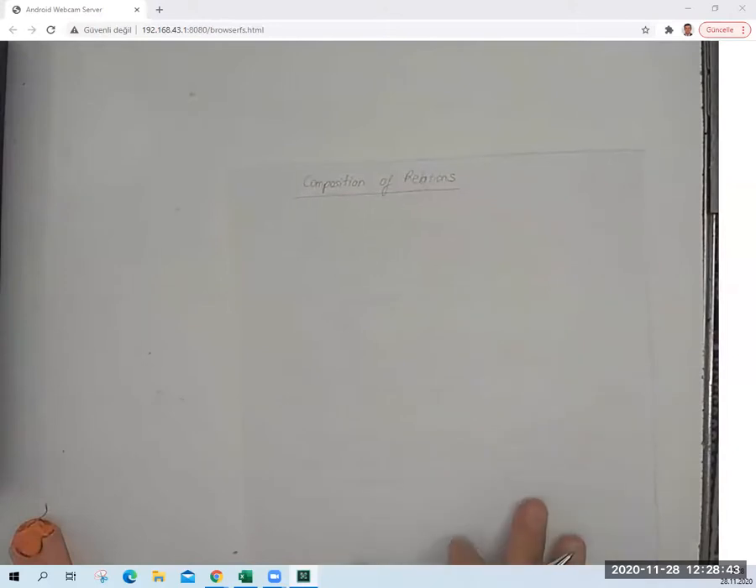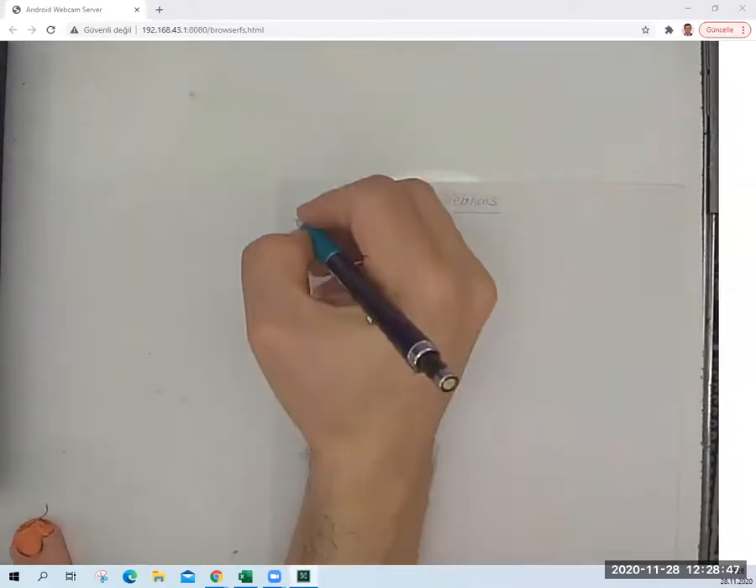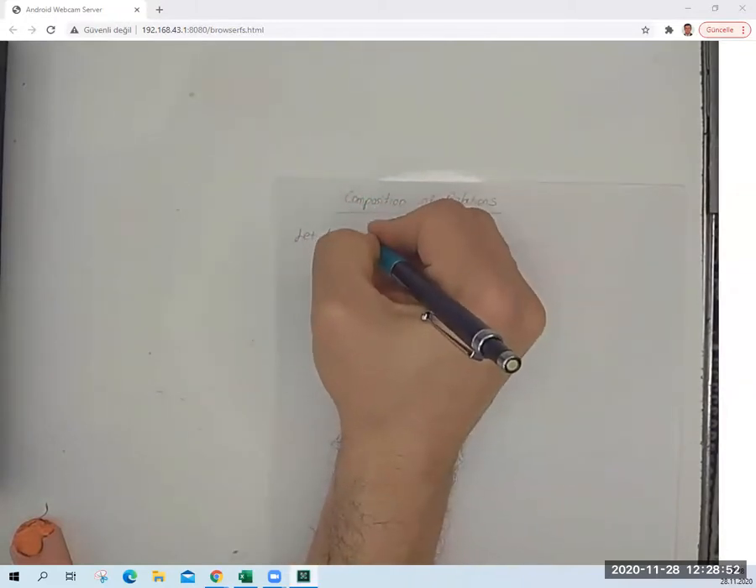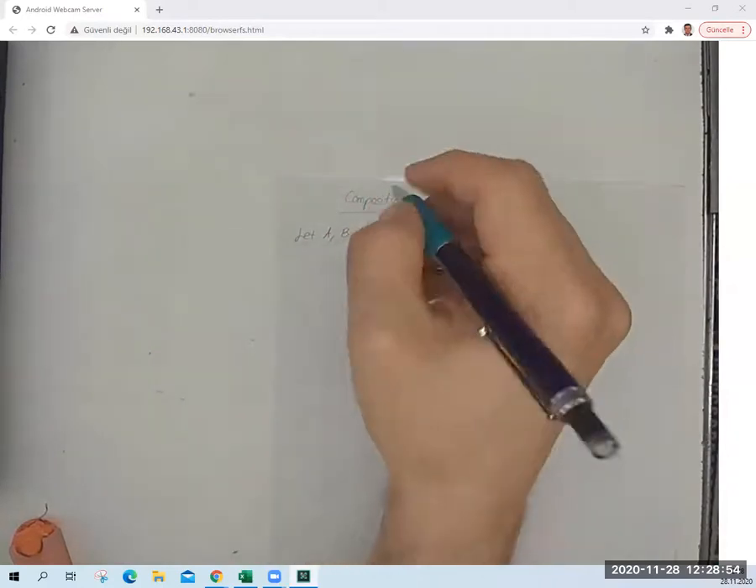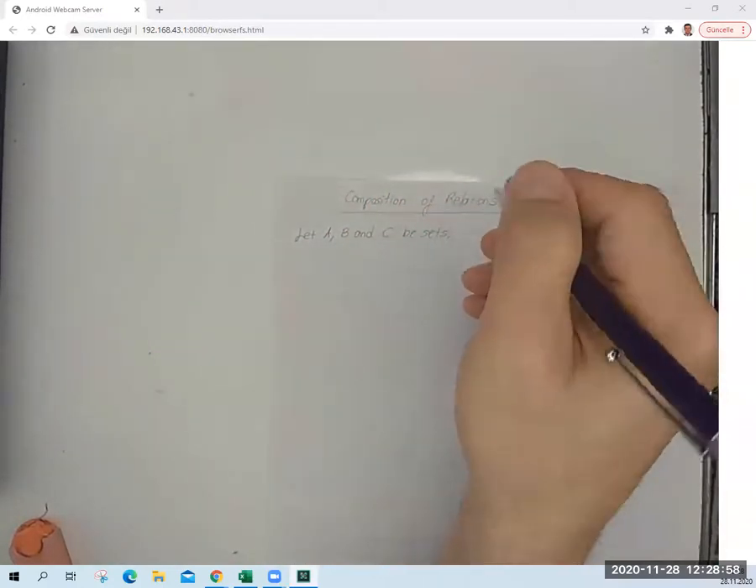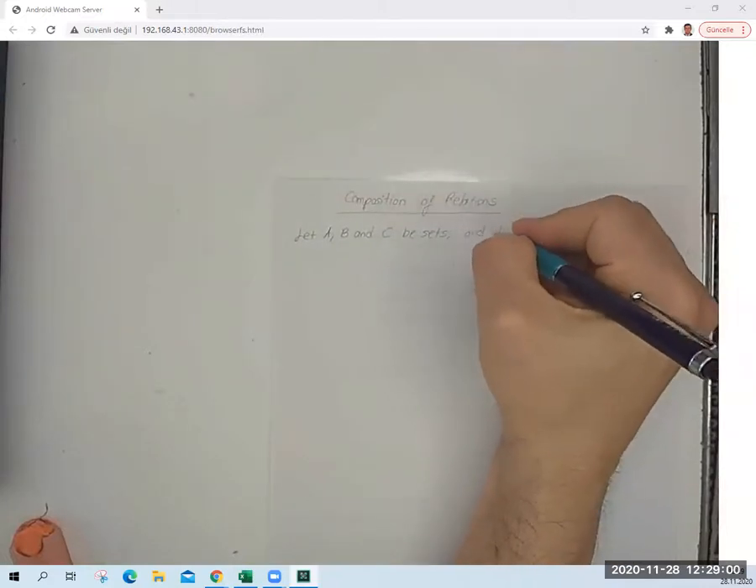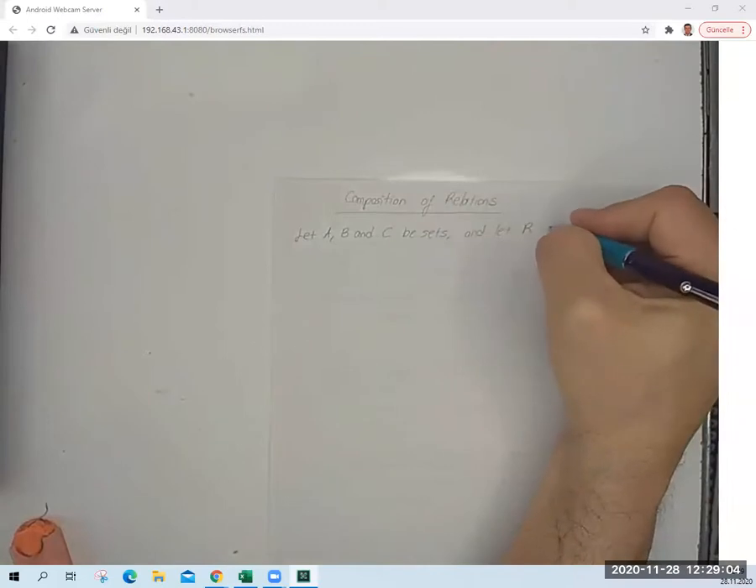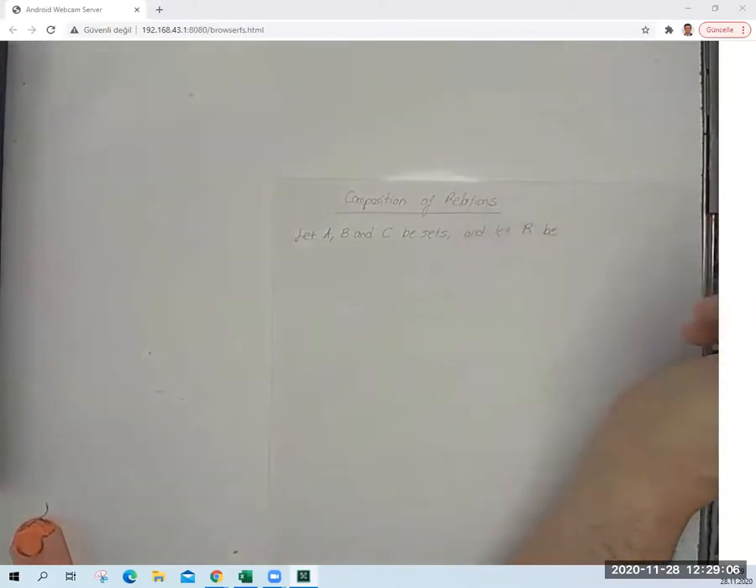So we have three sets A, B, and C. Now we have three sets A, B, and C, and there is a relation on the relation set R.